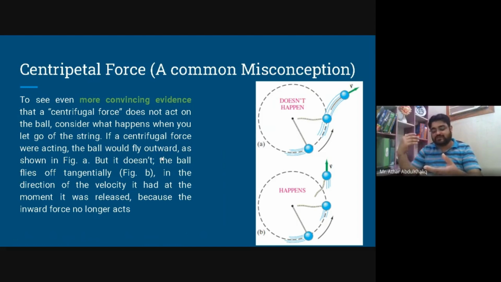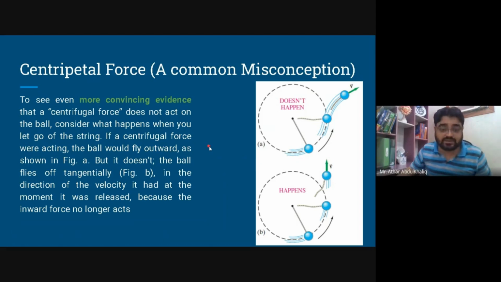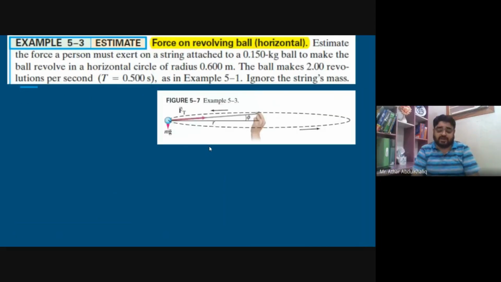As you remove the centripetal force from your hand, that reaction is also removed. So if the ball moved straight away from the center, then we could say there is another force. But the ball is moving along the tangent, which shows that there is no centrifugal force acting on the ball. Okay, this was all the discussion about the centripetal force and its amount: F is equal to mv square over r.